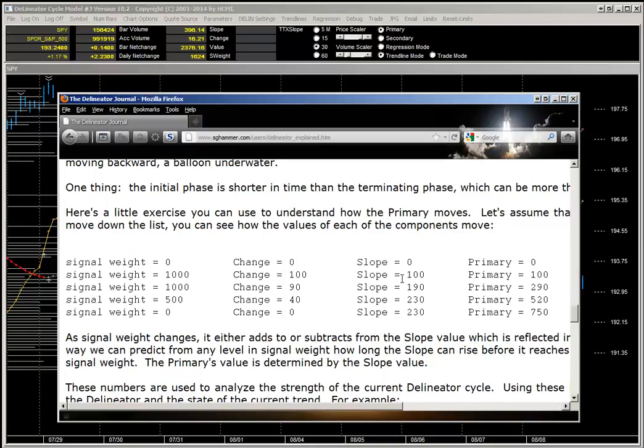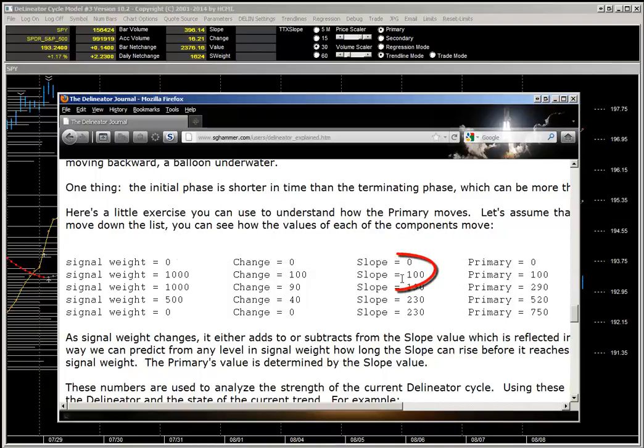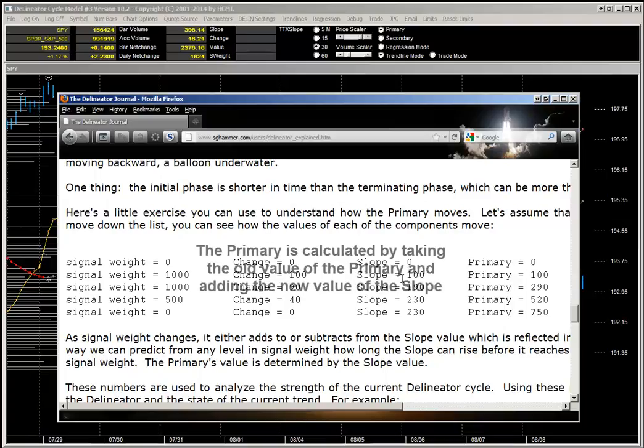So again, signal weight is at 0. It jumps up to plus 1,000. We see that the slope would then jump to plus 100. And the change would equal 100 because the change is the value of the slope from the prior bar to the current bar. So if the prior bar was 0 and the current bar is 100, the change would be plus 100.